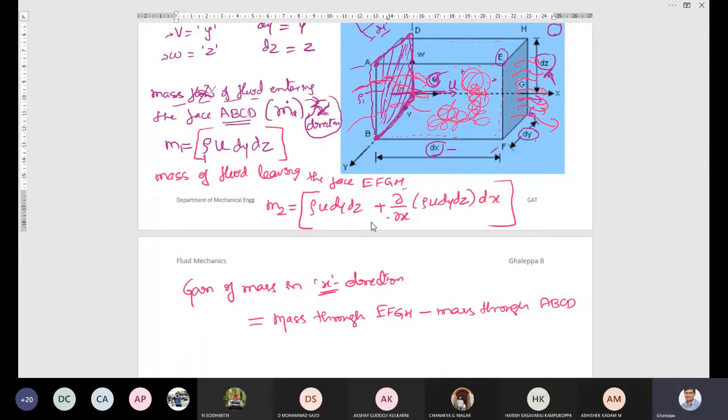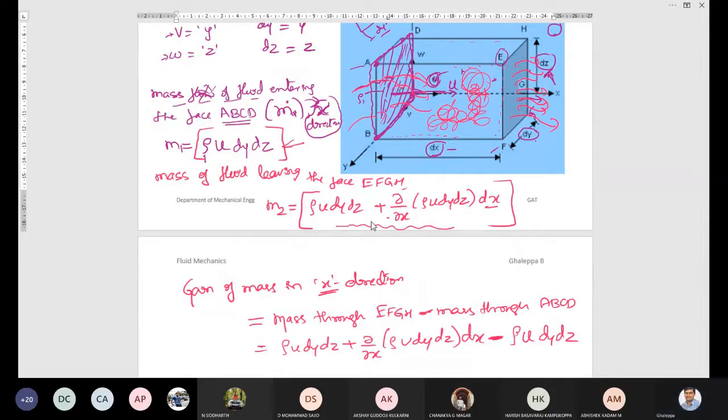So you substitute the value: mass of fluid through EFGH, how much? This is the equation. I will substitute as it is. Rho u dy dz plus dou by dou x of rho u dy dz. Don't forget dx, dx is also there. You write dx, minus. Here is a minus. Mass through ABCD. What is the term? Here is the term, that is rho u dy dz. Dear students, are there any terms that get cancelled?